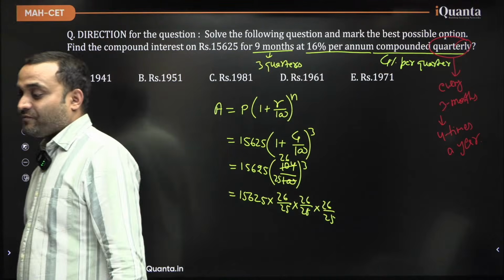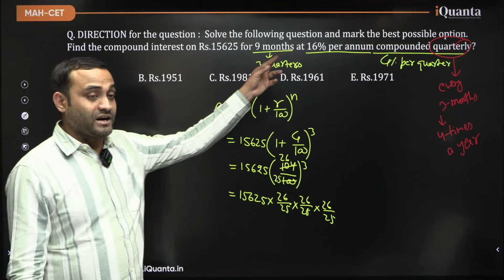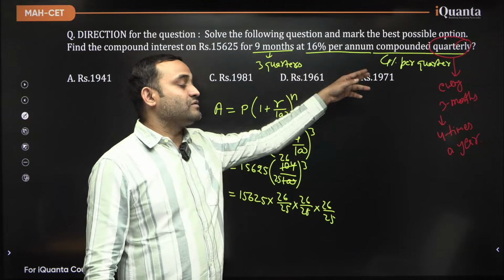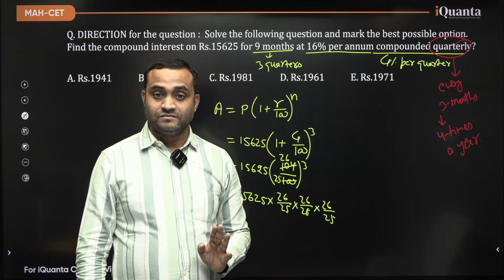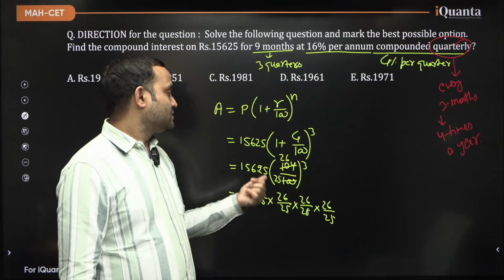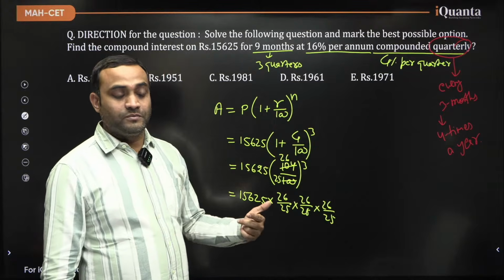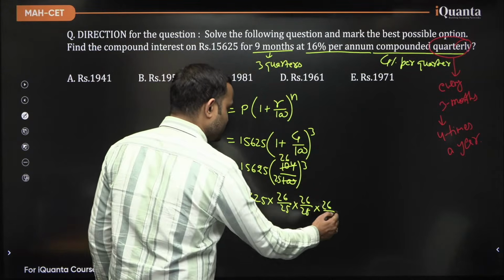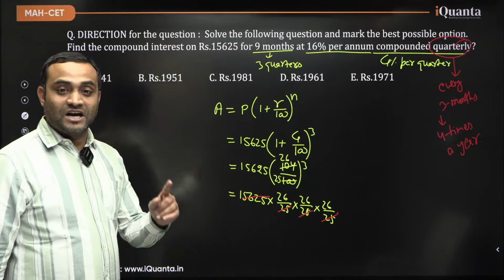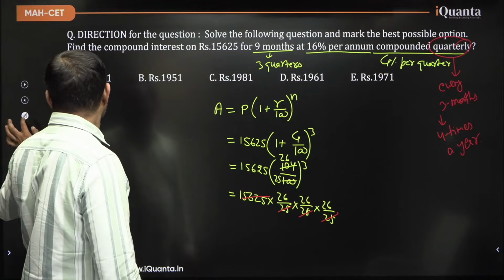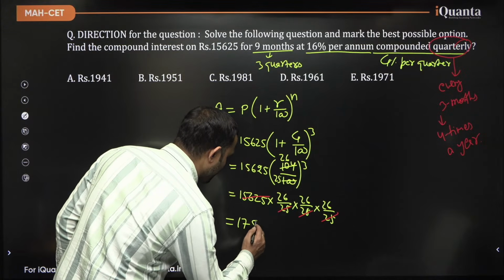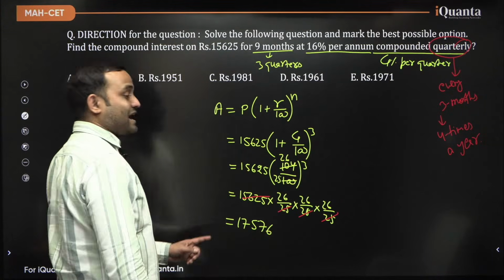Now, if the rate of interest is 16% per annum, and it is compounded 4 times a year, then 16 by 4 will be 4% per quarter. Interest for 9 months means 3 quarters. So, R will be 4, N will be 3. So, we get 25 into 25 into 25, which is exactly 15,625. 26 cube is equal to 17,576, and that is our amount.